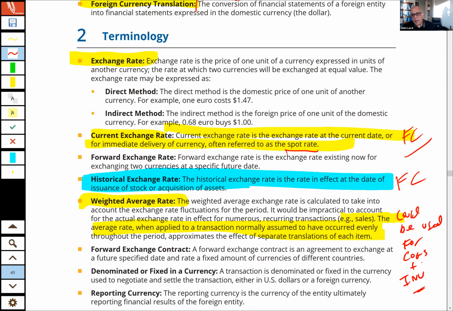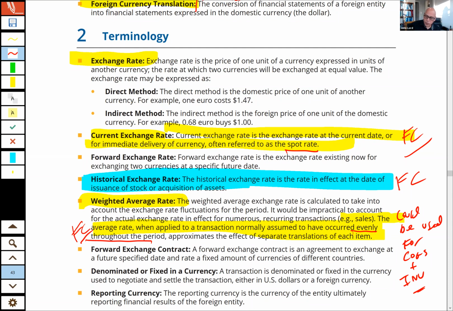By that, if the problem tells you that they acquired and sold inventory, and the key phrase is what? Evenly throughout the year, evenly throughout the period, then you would use the weighted average for your cost of goods sold and for your inventory. And they often do say that in questions. So make sure you're aware of that.